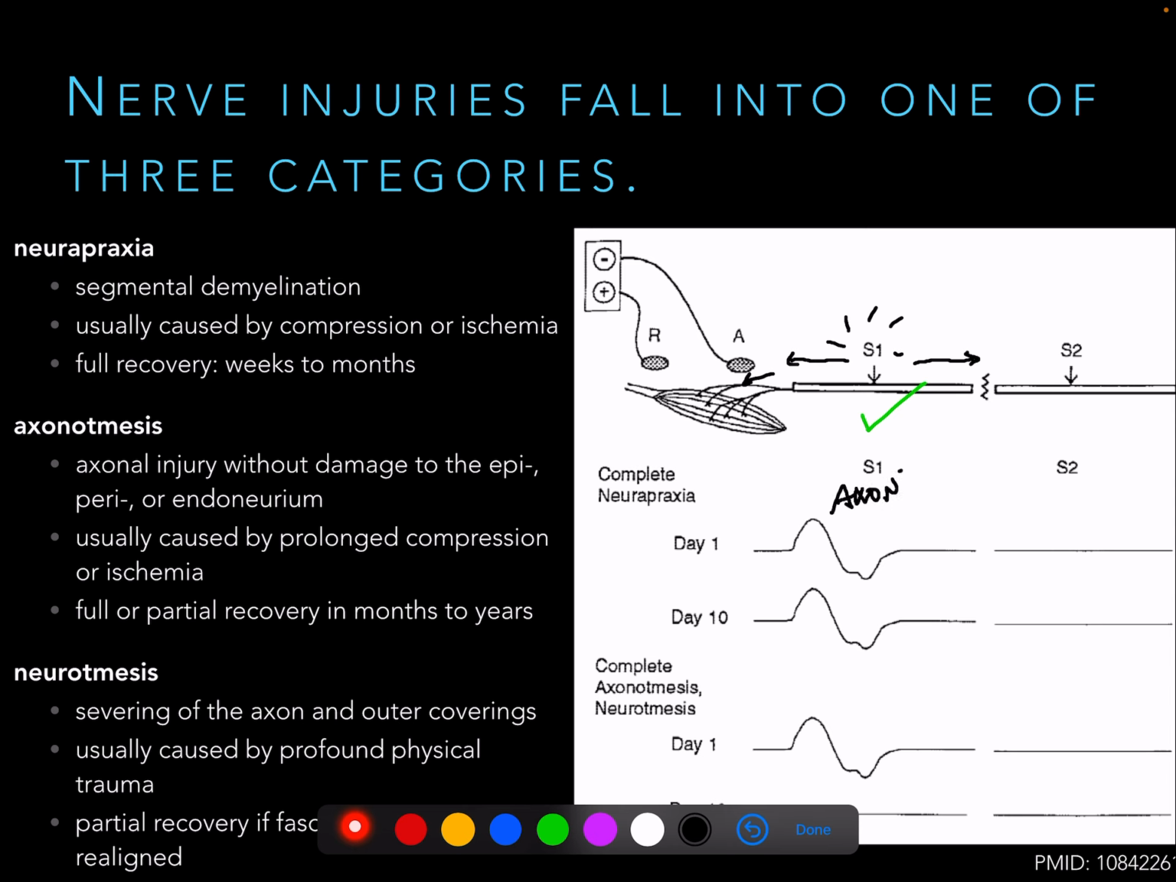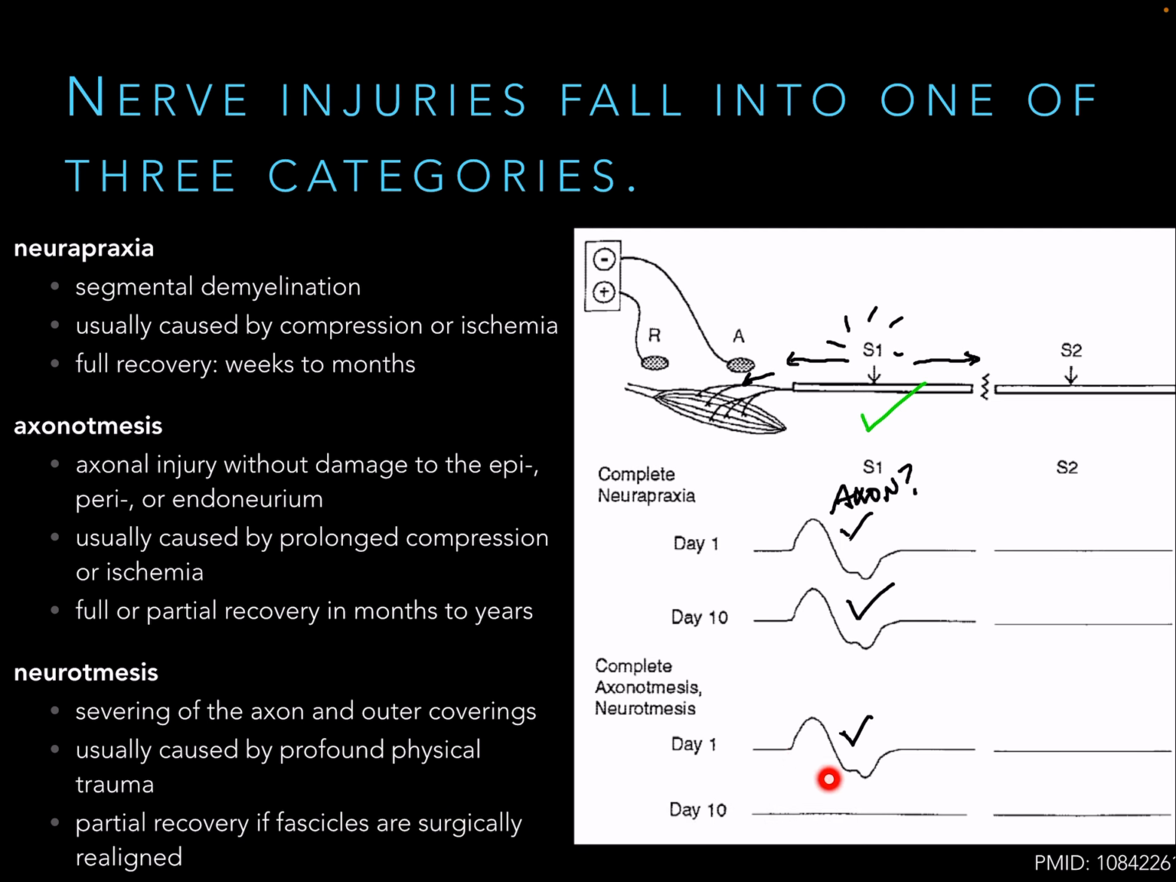So do we have an axon? Yes. And yes. We have an axon at day 1 in these cases down here. But how about day 10? Let me get this out of the way. Ooh, no response. Why is that?